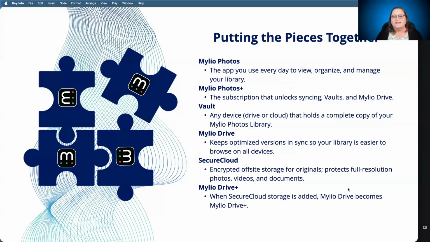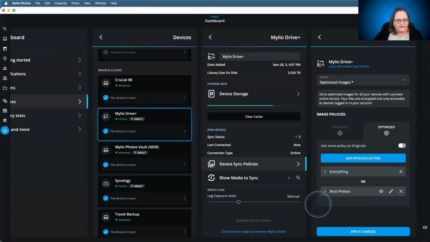Mylio Drive is the service that comes with Mylio Photos Plus, the subscription, to sync all of those optimized images, making your library easy to browse on all of your devices. It also really speeds up setting up new devices. SecureCloud is our actual storage. That's what we call the offsite storage for originals that protects your full resolution photos, videos, and documents. And Mylio Drive Plus, once you add that secure cloud storage, Mylio Drive, what you see in the devices section of your dashboard, becomes Mylio Drive Plus. Let me just show that to you here really quick.